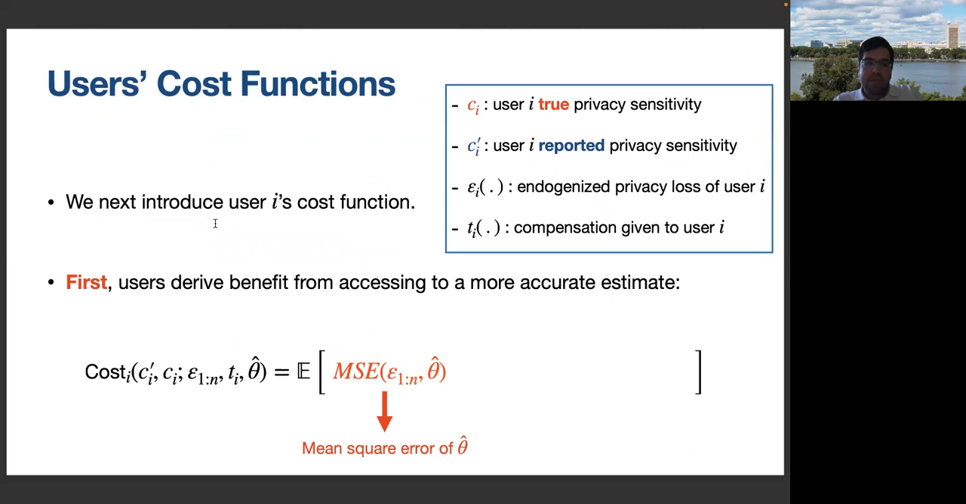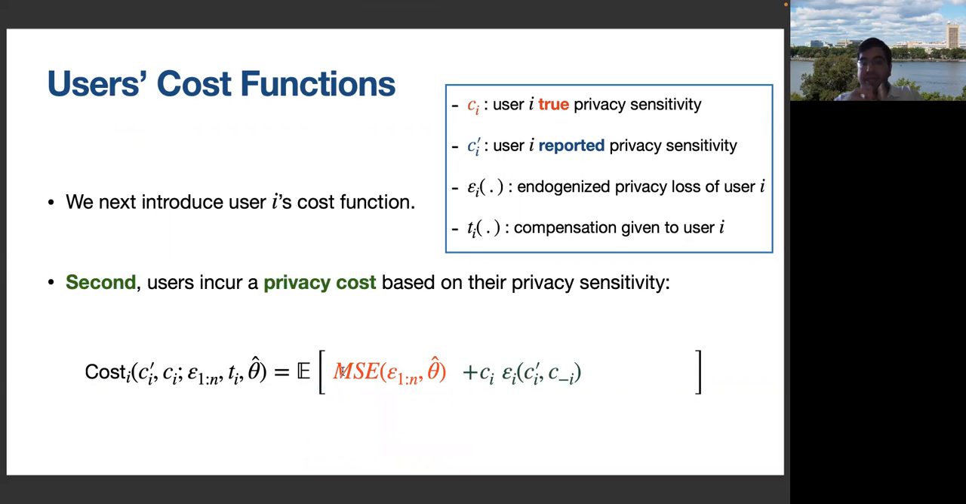Here it's easier for us to work with the cost function. The cost function of a user, which is a function of all the privacy sensitivities, epsilon_i's and everything, has 3 terms. The first term, as we said, is the mean square error, because the users derive benefit from accessing a better estimate. So the first term in their cost is the mean square error of the estimate. The second term is the privacy cost. Here, the privacy cost is c_i, their privacy sensitivity, times epsilon_i, which is their privacy loss level.